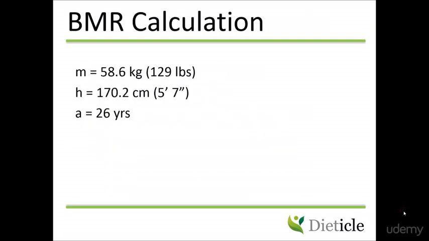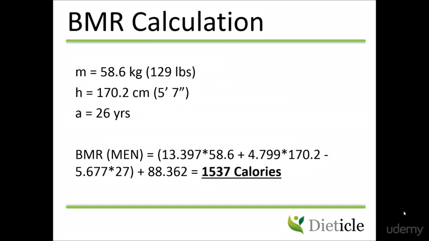So the calculation for me, as an example, these are my body stats as of today, and plugging them in the calculator or in the equation, my BMR is 1537 calories, which is good enough to just round to 1500 calories.